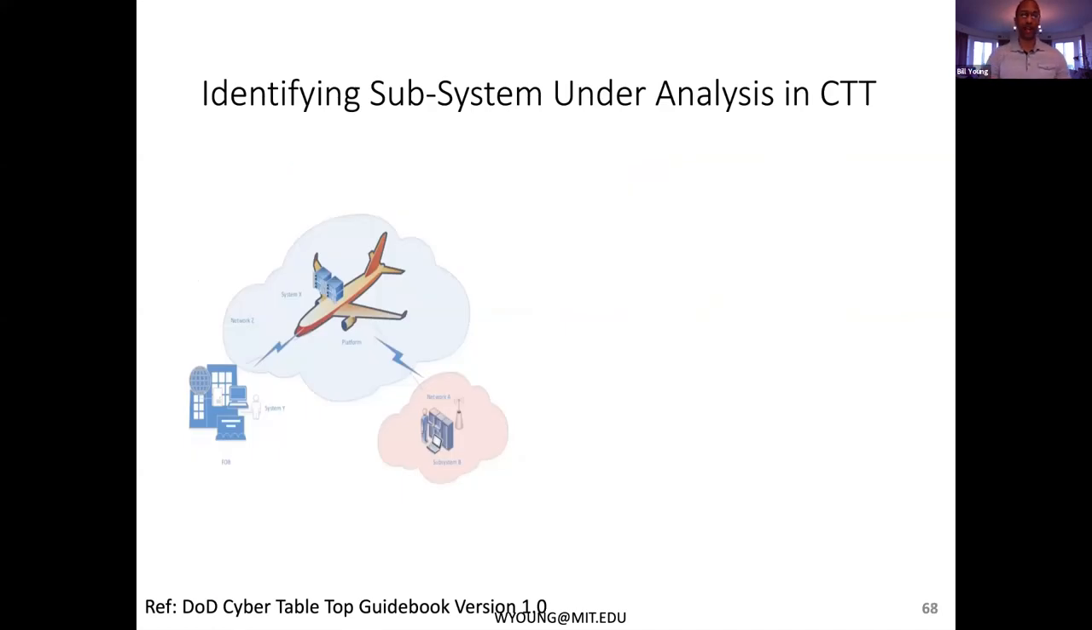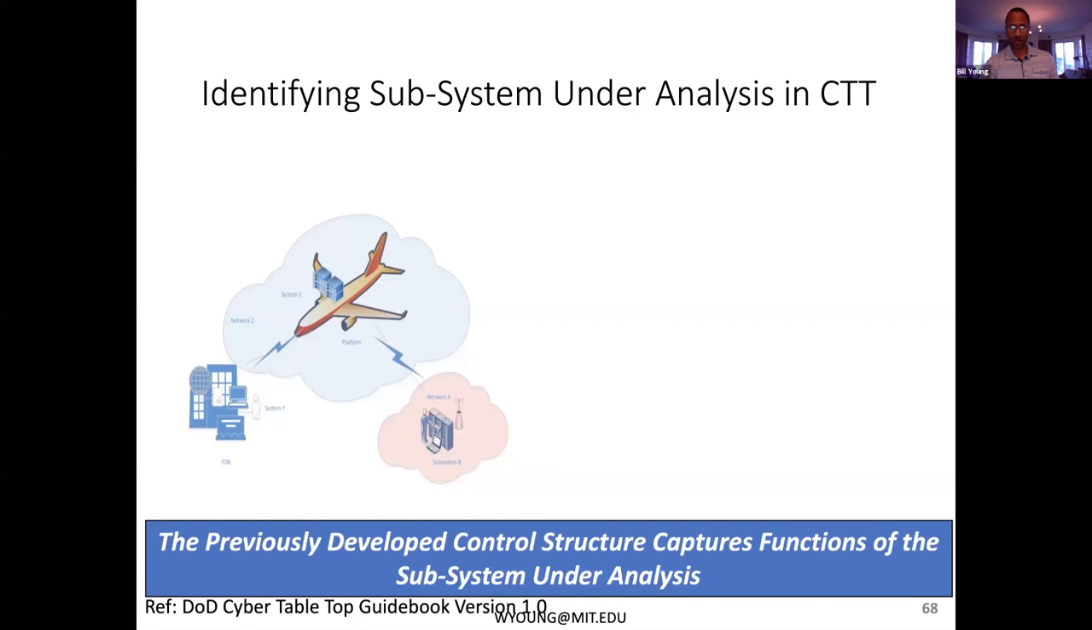So this is a depiction of the cyber tabletop. It says you've got to identify the subsystem under analysis in the cyber tabletop. This is their depiction in the guidebook. We're going to use this, but as opposed to picking a random subsystem or the whole platform, which we could do, for our subsystem we're going to use what we've already got. And that was the boom.